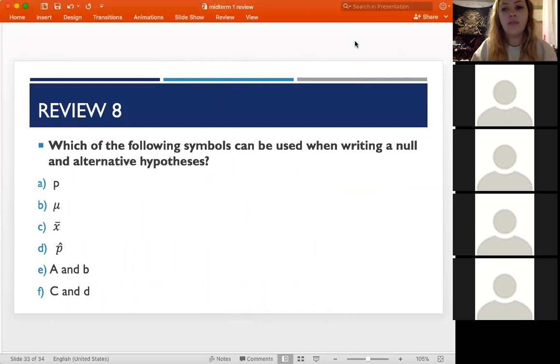All right, last one. Which of the following symbols can be used when writing a null and alternative hypothesis? So once again, just reviewing those symbols, because I think this is a constant, easy mistake for you guys to fix. So let me know what you guys think about this one.